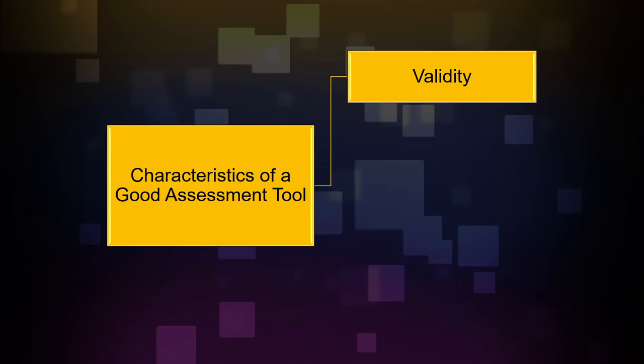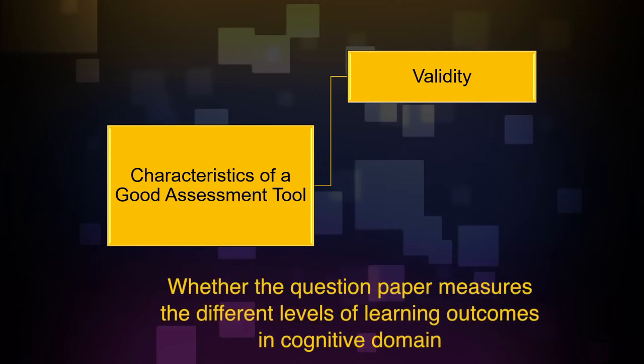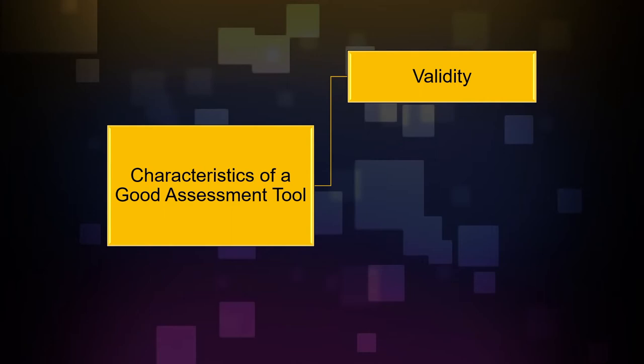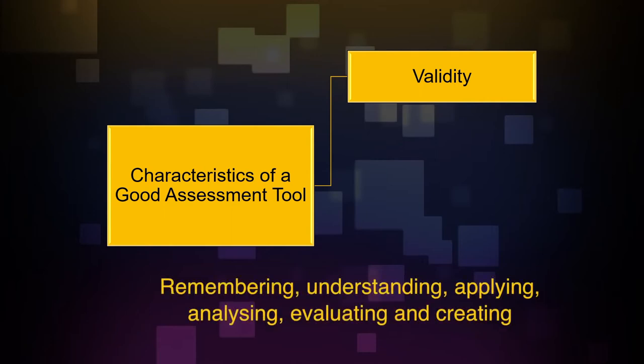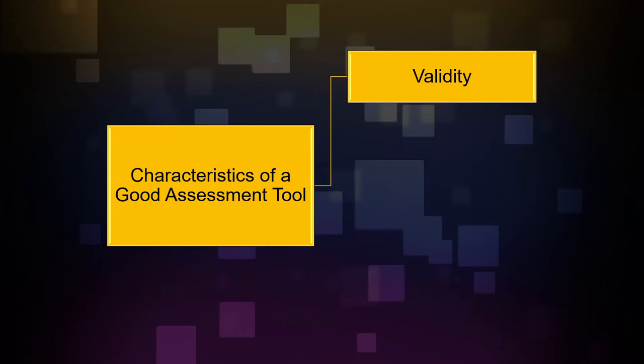systems. Validity also refers to whether the question paper measures the different levels of learning outcomes in the cognitive domain. That means, does it give weightage to the learning outcomes at remembering, understanding, applying, analyzing, evaluating, and creating level? So, if there is proper allocation of weightage to the different ability levels, then the validity of the question paper is high. Third important consideration is that the paper which is set should include questions where the intentions of the paper setters are clearly stated and understood by the people who take that test.